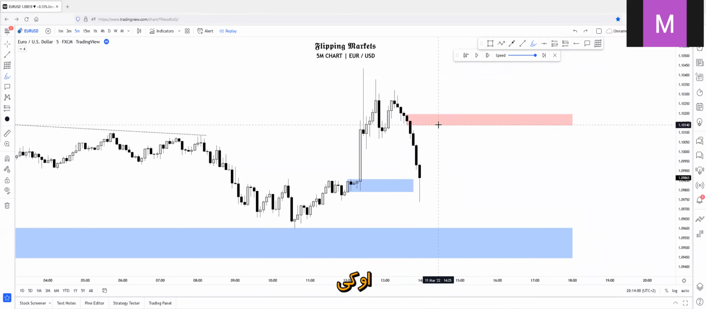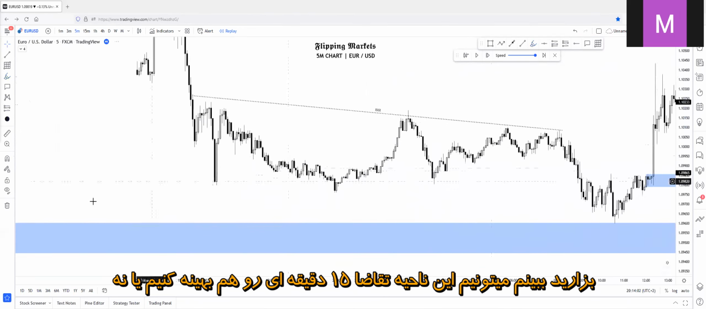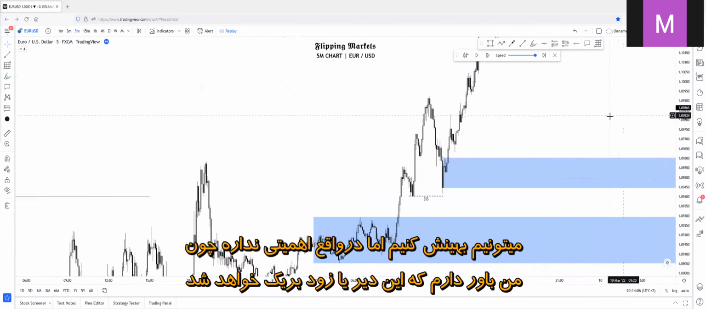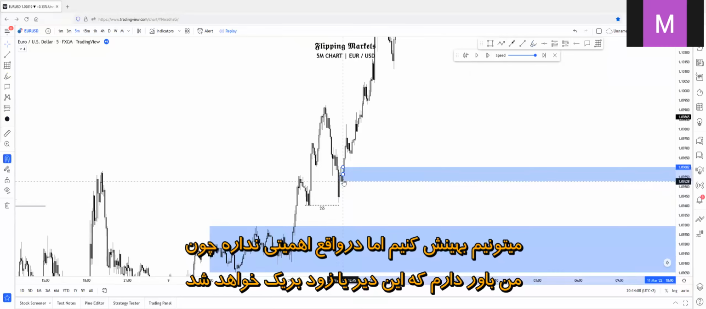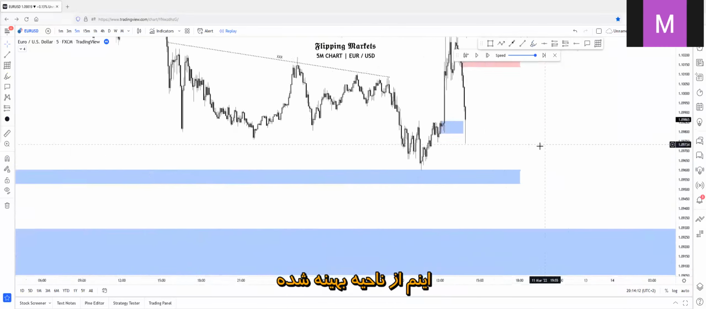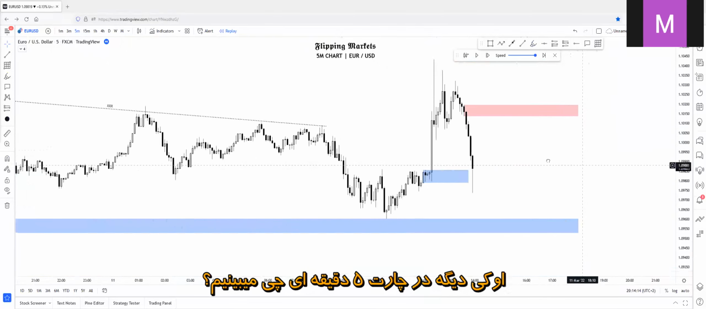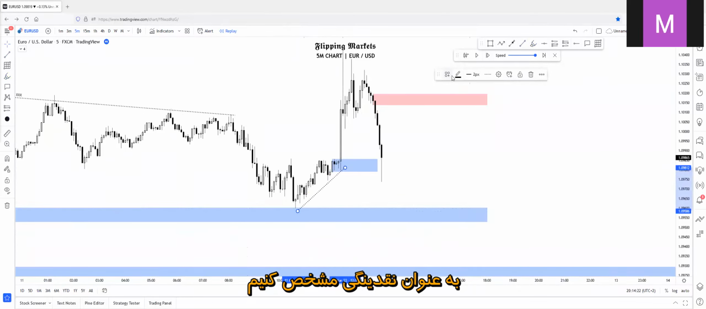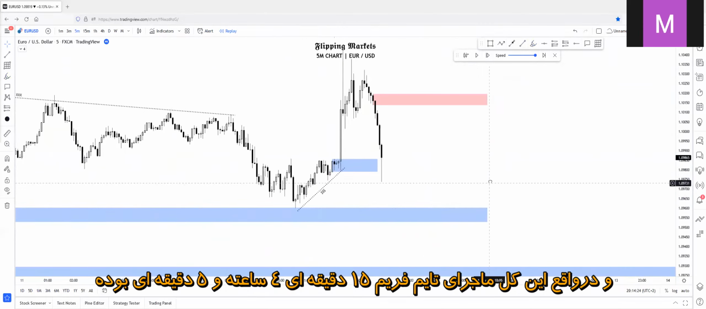Okay. Let me just see if we can refine this 15-minute demand zone too. We can refine it, but it actually doesn't really matter because this will be broken sooner or later, I believe. That's our refinement. Okay, what else can we see on the 5-minute chart? We can see that we have liquidity right here too. So this is one more confluence for the upcoming shorts. I will just mark it here like a liquidity line.